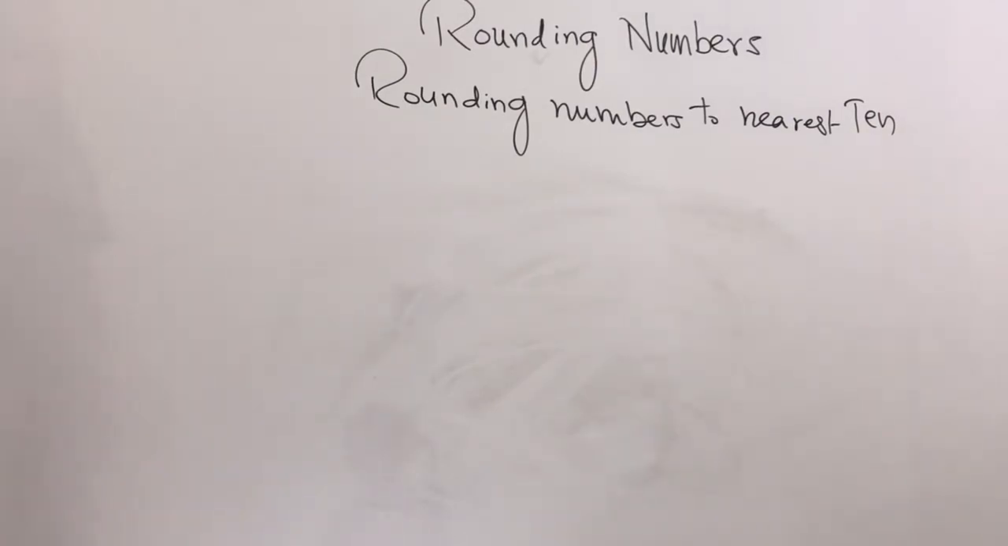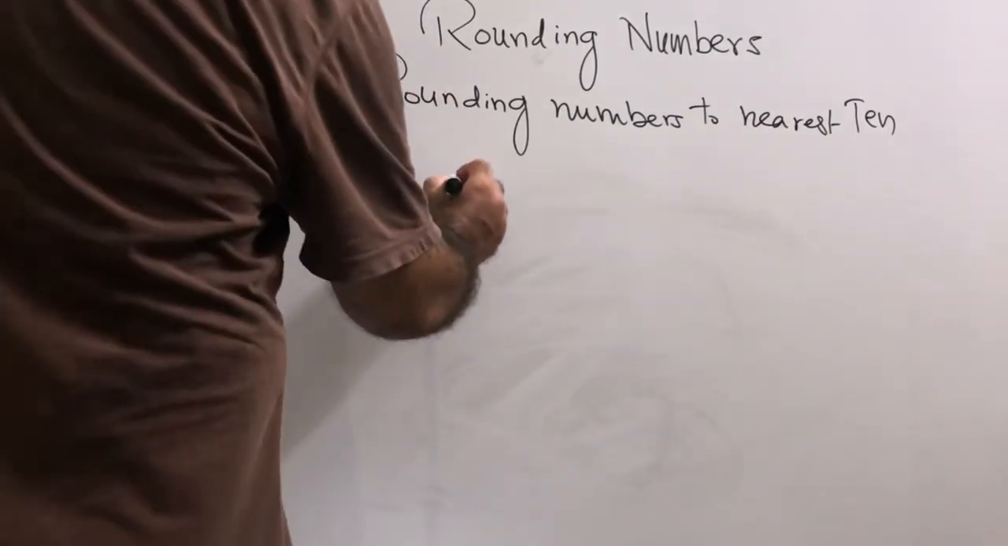If we look at the same question, Mrs. Ali went shopping. This is page number 13. She bought a handbag for $58, a pair of shoes for $73, and a dress for $35. What is the cost of each item rounded to the nearest $10? So we have already solved for handbag. We have already solved for shoes. Now we will be solving for the dress.